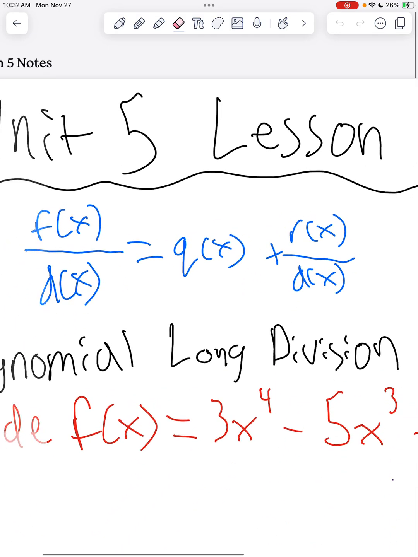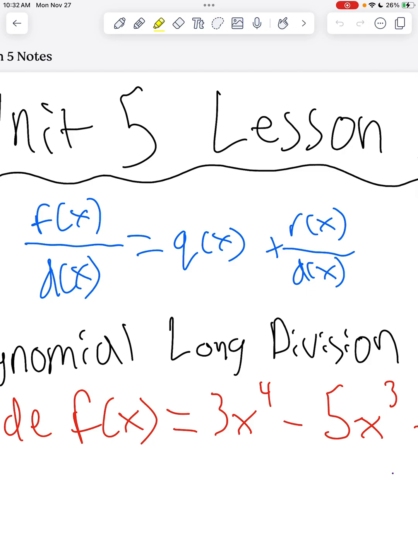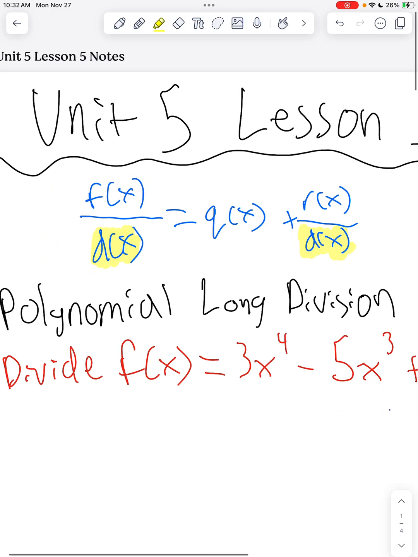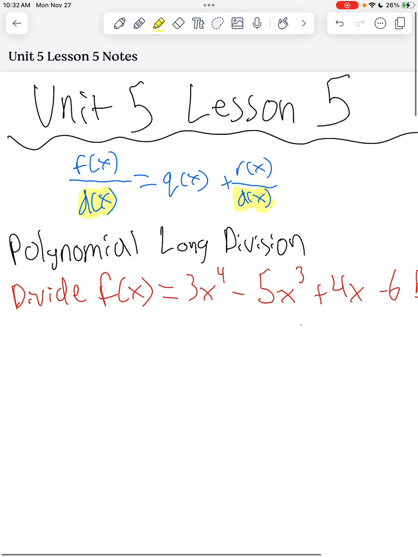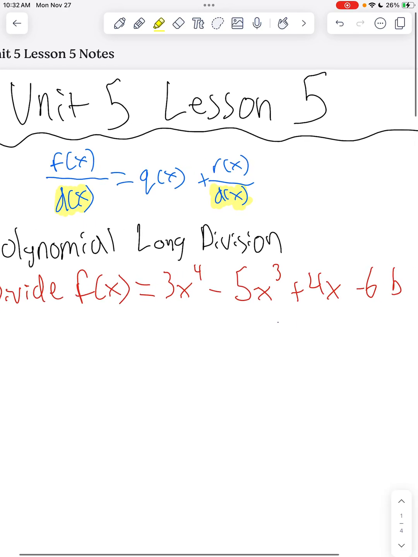Basically what that's saying is if we don't get a super nice, neat answer, we have to take whatever's left and write it as a remainder. We do that by taking what we divided by and putting that remainder on top, and what we're dividing by on the bottom. So we'll do an example of how to do that.